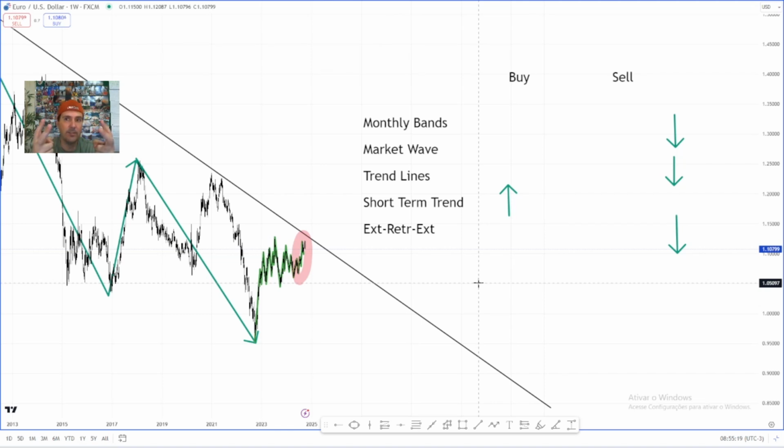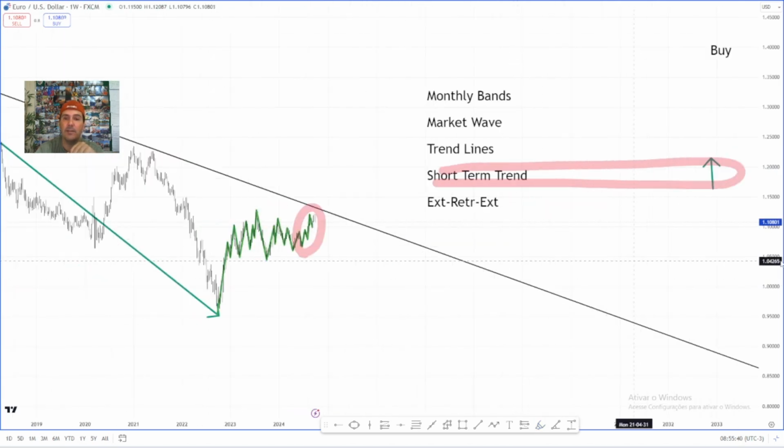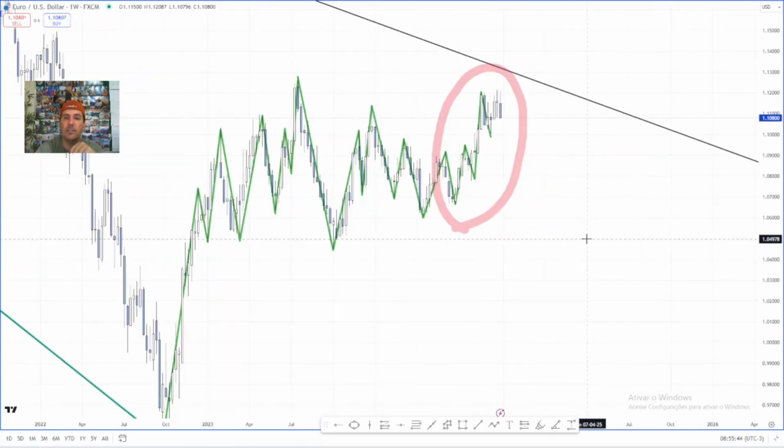So I can clearly see that long-term euro dollar is pushing down, but short-term, what if you're a day trader? What if you're an intraday trader? What if you're trading on the 15-minute chart? Then this becomes very relevant to you. And again, there is no right or wrong on the direction and what you do.